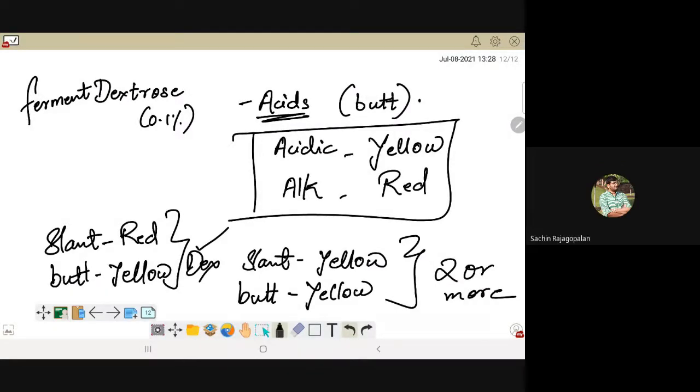Okay, but what if I see both slant as well as butt red in color? What will that indicate? In 24 hours, I'm seeing that both slant and butt are red in color. What will that indicate?